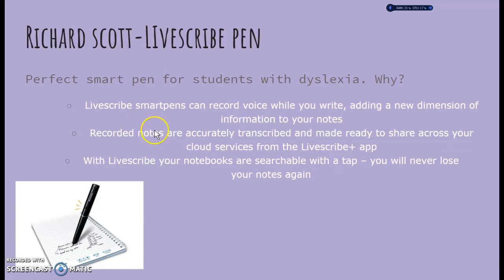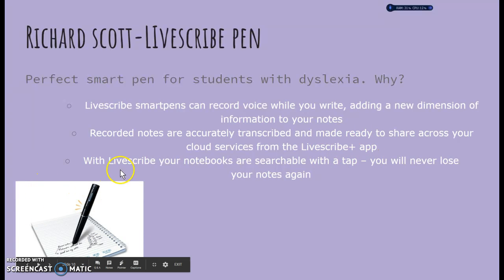to be able to use to show how much that they know, even if they might not be able to write it on paper. You can record notes accurately where they're transcribed accurately, and they're made ready to share across your cloud device services from the LiveScribe app. So there is an app that works with this pen. With the LiveScribe, your notebooks are searchable with a tap, and you will never lose your notes again. And so this is a really neat tool for studying for older grades. The app can pull your notes up, and so I think that is very awesome.